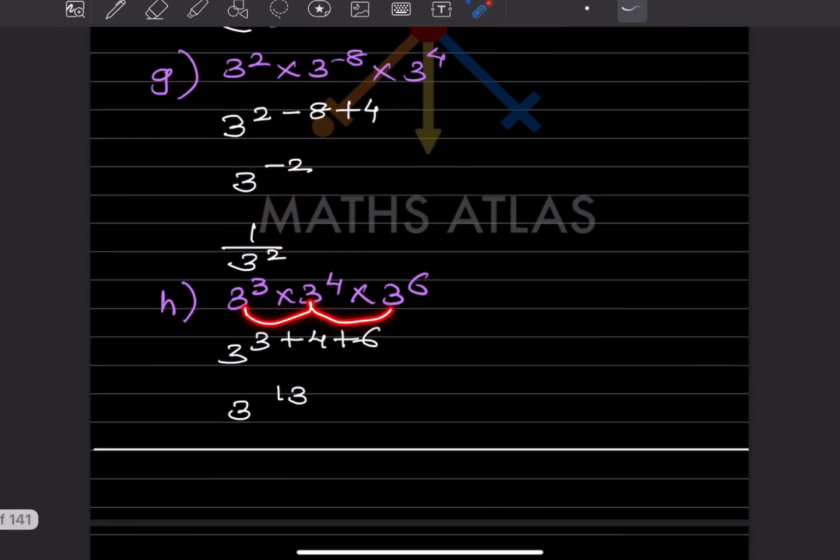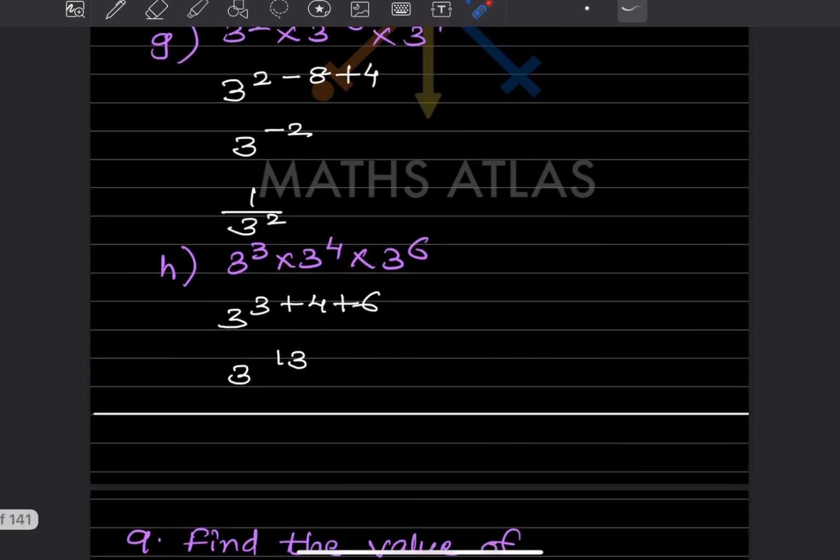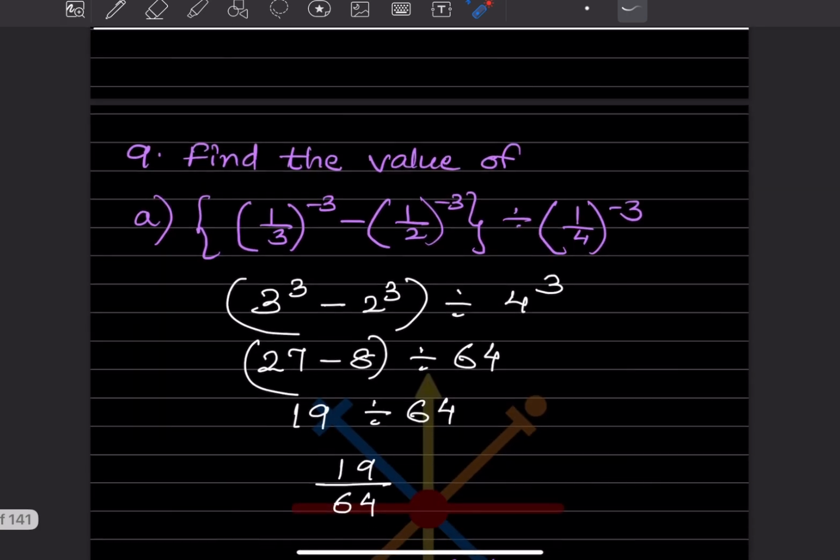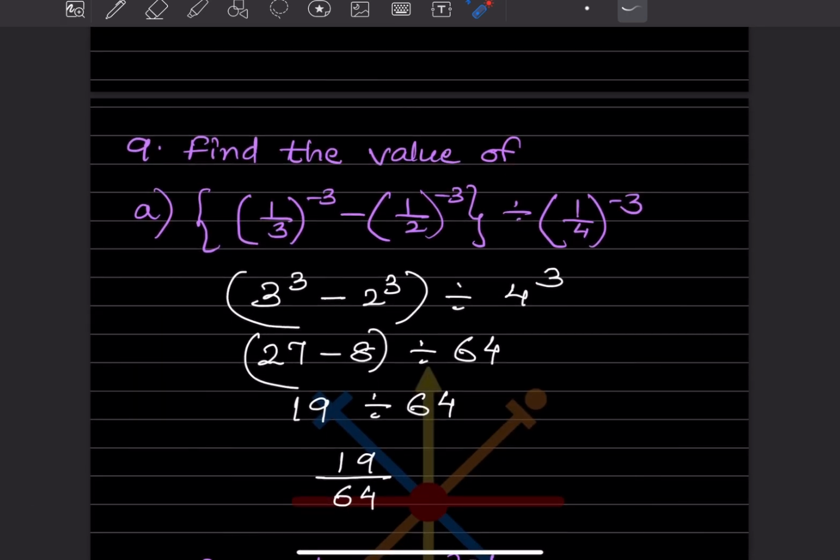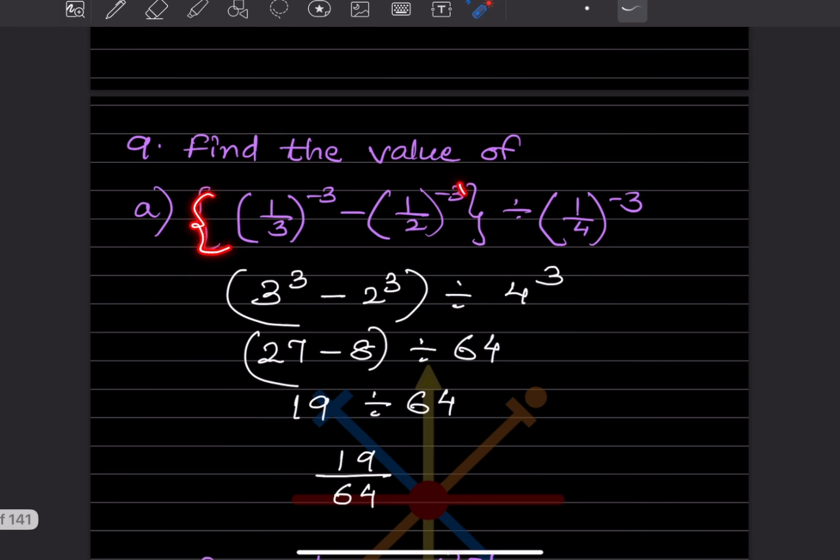Again here the base is the same. So we are going to add this one because this is multiplication. 3 plus 4 plus 6, that is going to be 3 raised to 13. Now here we have to find the value of. So now let us think for this curly bracket first. So what we can do here, this is negative 1. So to make it positive, we have to flip over. So that is going to be 3 raised to 3.